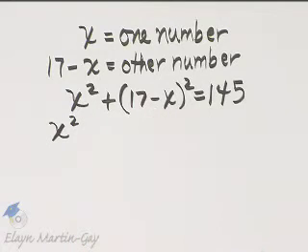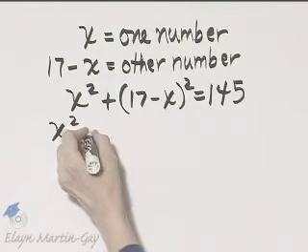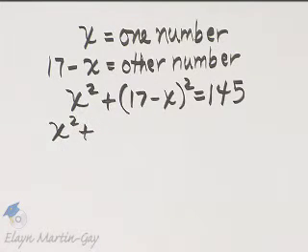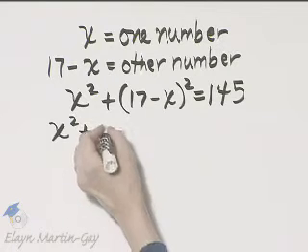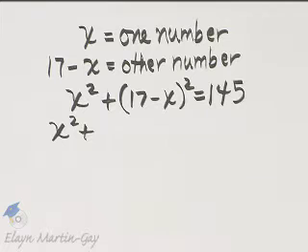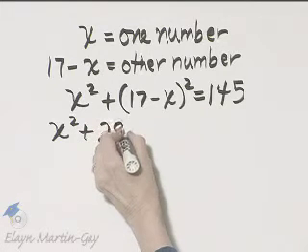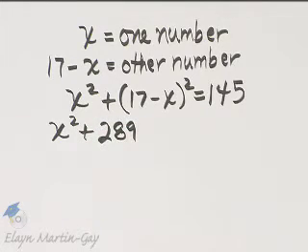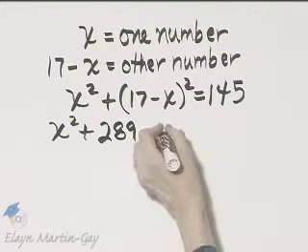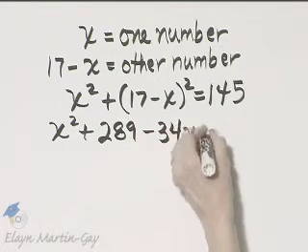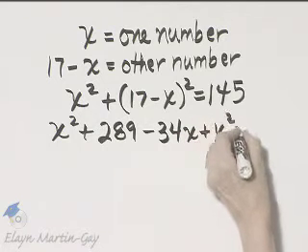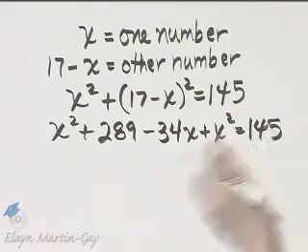Now, if you need to, go off to the side and write 17 minus x times 17 minus x, because it's so important for you to see how to square the binomial correctly. But first times first will be 17 times 17, or 289, and then it'll be minus 17x and minus 17x, or minus 34x, plus x squared is equal to 145.